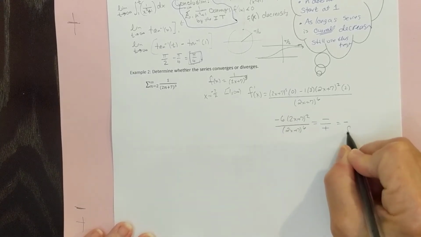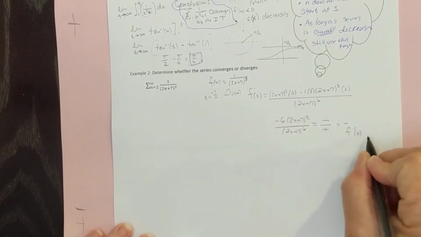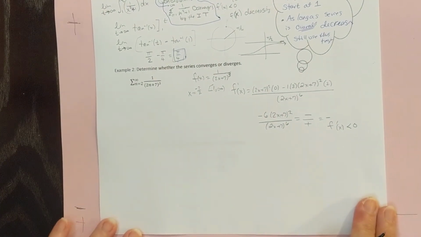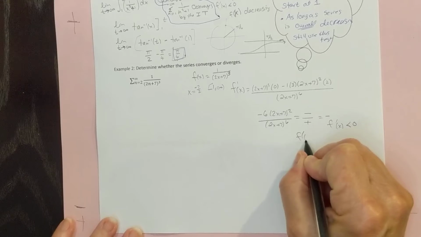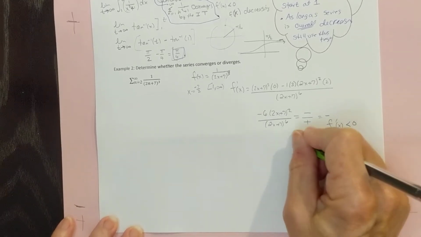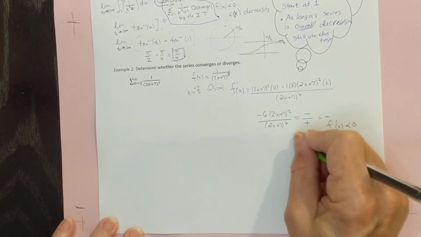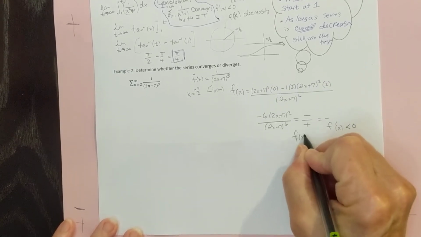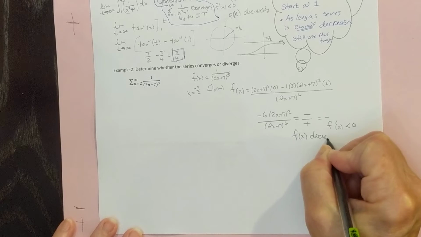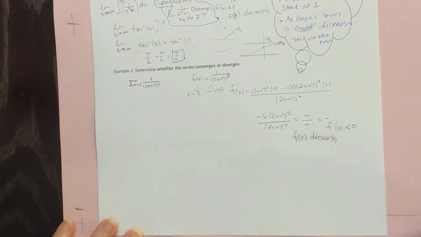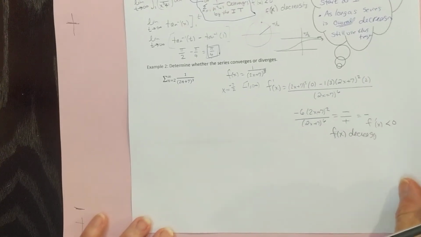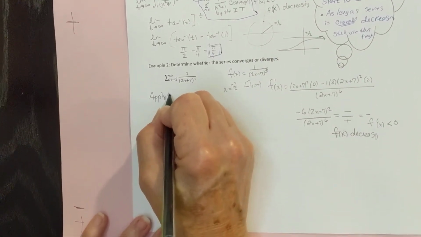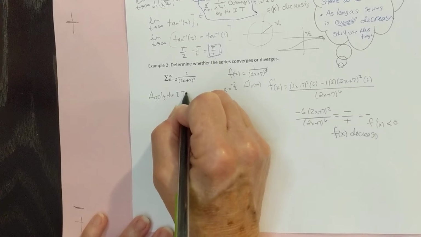What does that mean? Well, the derivative of f is negative for all x on 1 to infinity, so that means the function f of x itself is decreasing, like we needed it to be. So we'll say f of x is decreasing. It met all the conditions. That's what we were checking off. So now, let's apply the integral test.